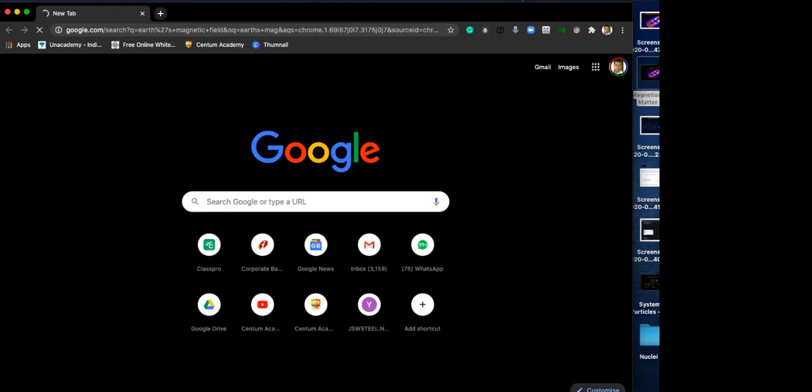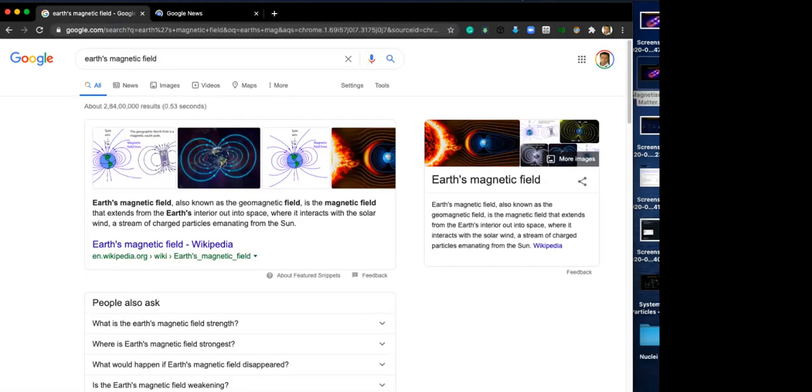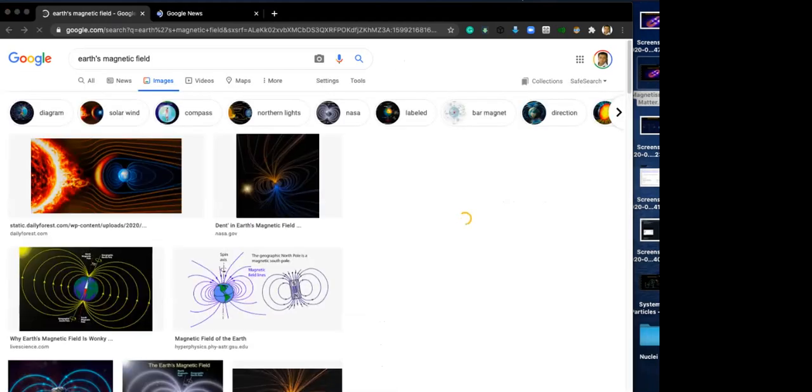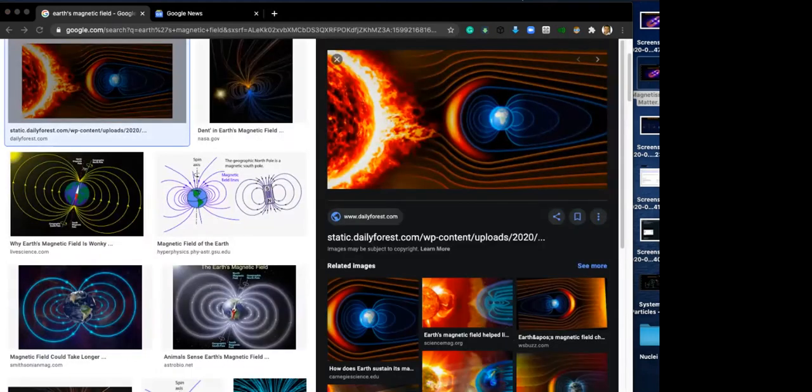I don't know why it is taking so much time. Look at this. This is just an artistic impression of what it is actually. See, this is the Earth's magnetic field trying to repel the harmful radiations. Exactly what kind of harmful radiation and how the repulsion happens, I'm not getting into all that. I'm just showing you that the magnetic field of the Earth helps us protect the life in it.